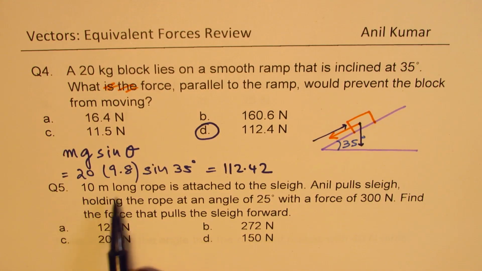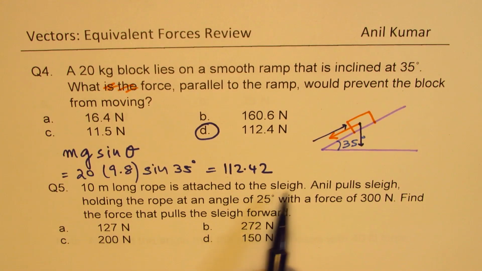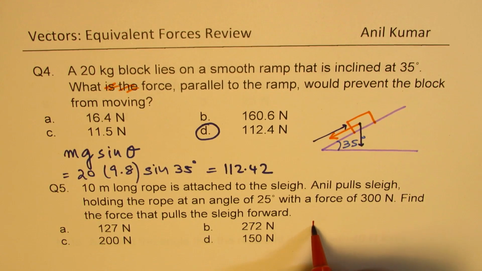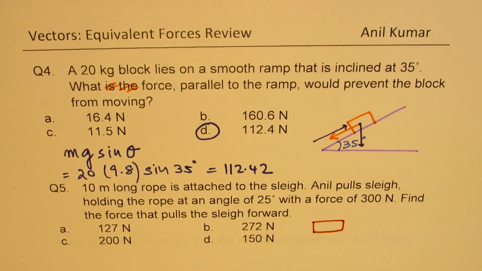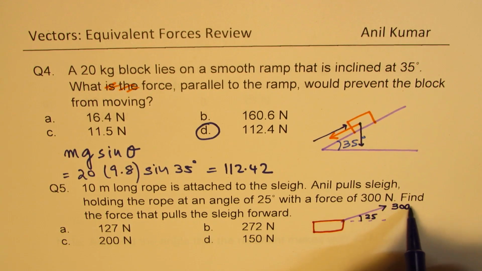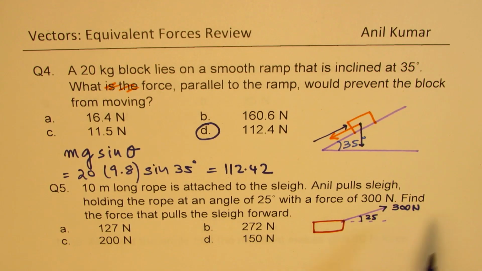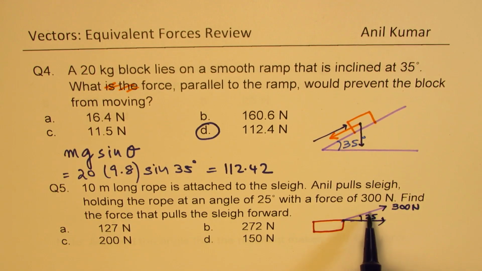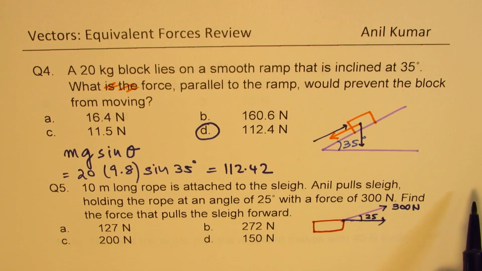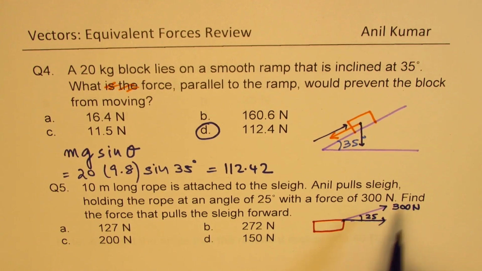Question 5. A 10-meter long rope is attached to a sledge. Anil pulls the sledge holding the rope at an angle of 25 degrees with a force of 300 newtons, right? So let's say this is the sledge, and it's being pulled at an angle of 25 degrees. The force with which it is being pulled is 300 newtons. Find the force that pulls the sledge forward. So when I say forward, it is again the horizontal component. Now here the 10-meter long rope doesn't have any significance, right? Doesn't matter.